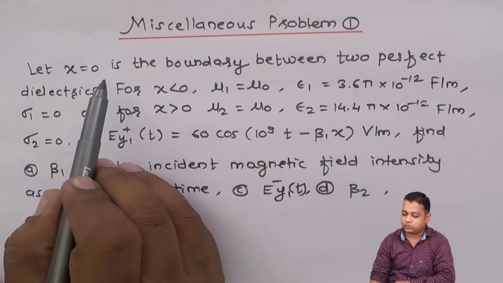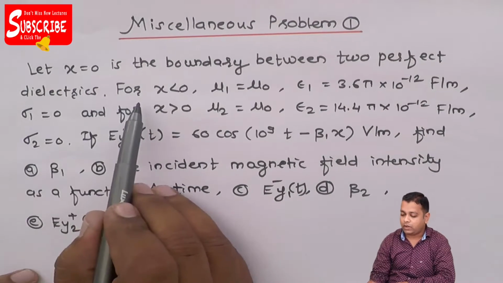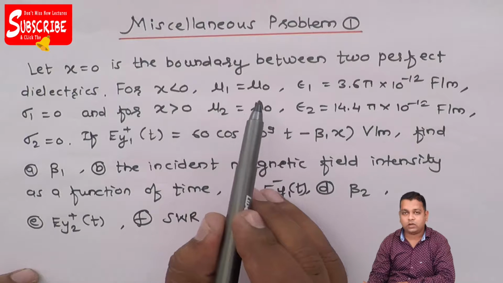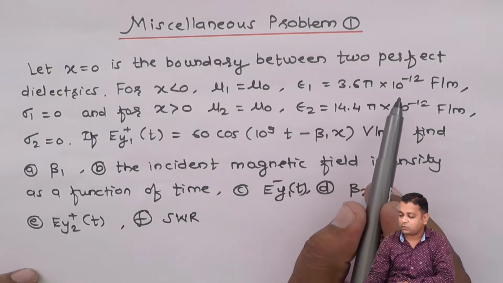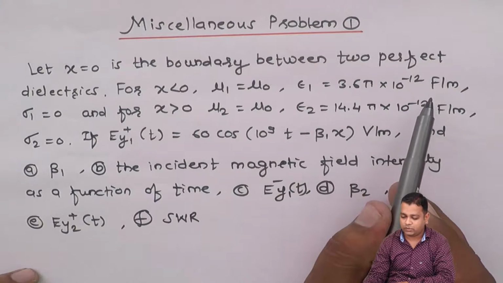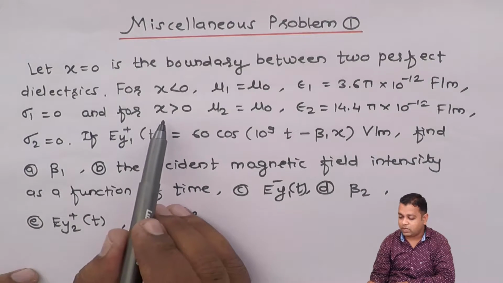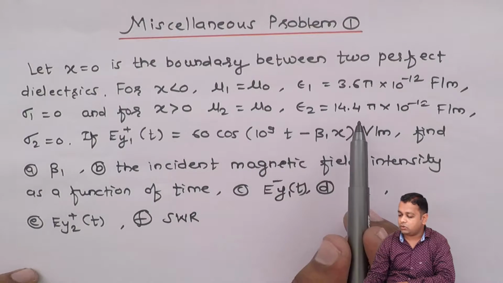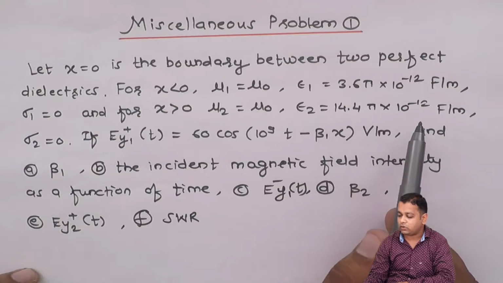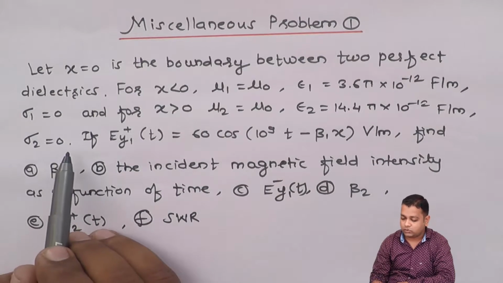Let x equal to 0 be the boundary between two perfect dielectrics. For x less than 0, mu1 equal to mu0, epsilon 1 equal to 3.6 pi into 10 to the power minus 12 farads per meter. Sigma 1 is equal to 0, and for x greater than 0, mu2 is equal to mu0. Epsilon 2 is equal to 14.4 pi into 10 to the power minus 12 farads per meter. Sigma 2 is equal to 0.